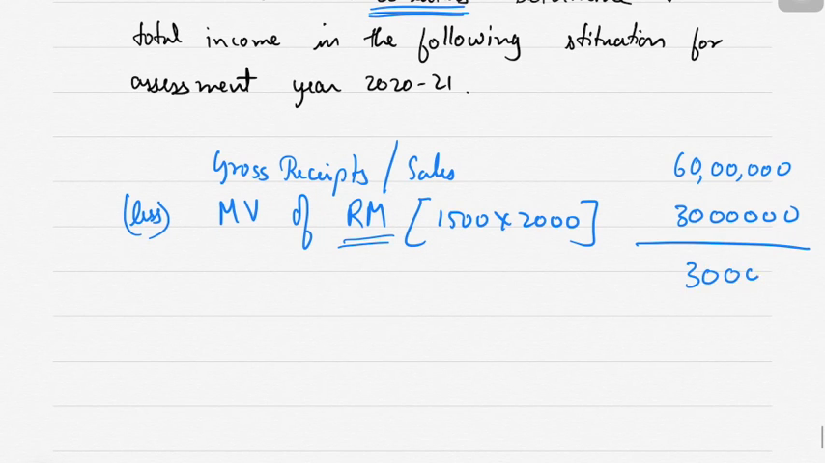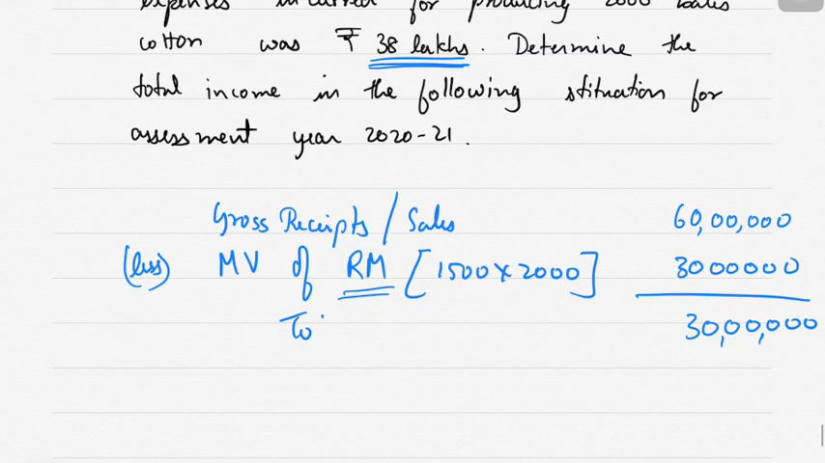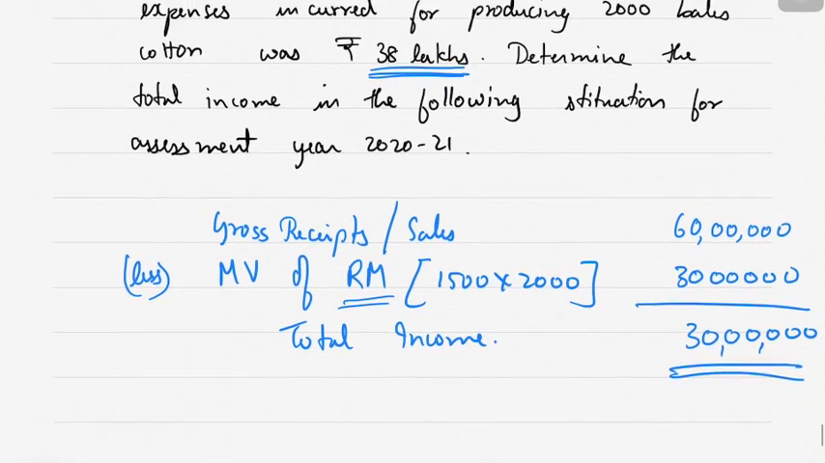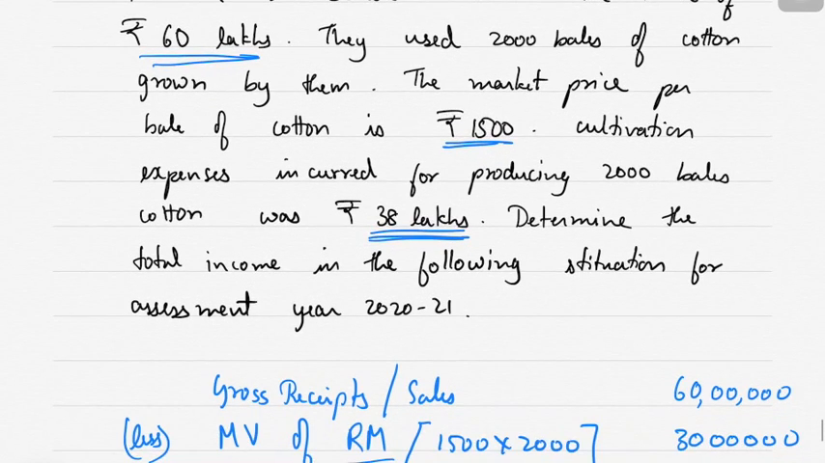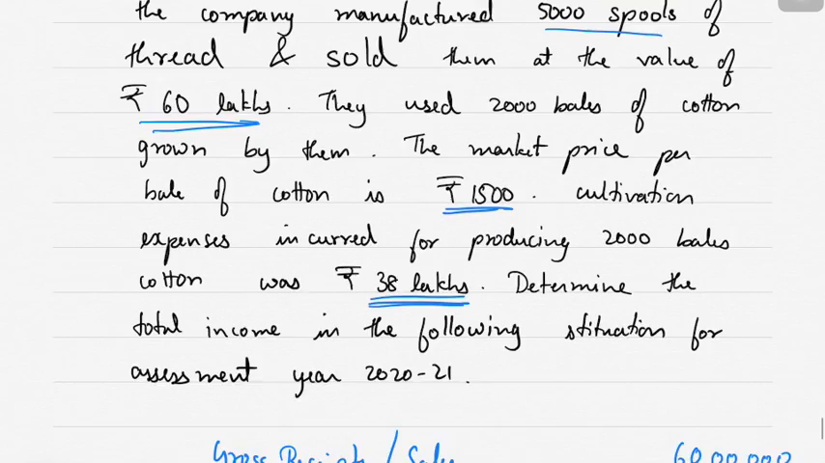So this 30 lakh, 60 lakh minus 30 lakhs comes to 30 lakhs. This 30 lakh is your total income, and that is what is asked. Determine the total income in the following situation. Let's see the next problem.